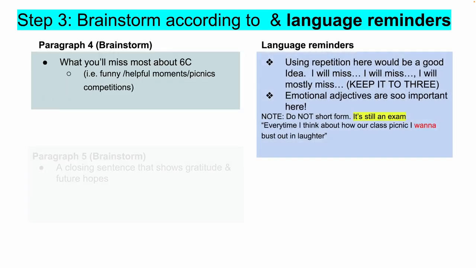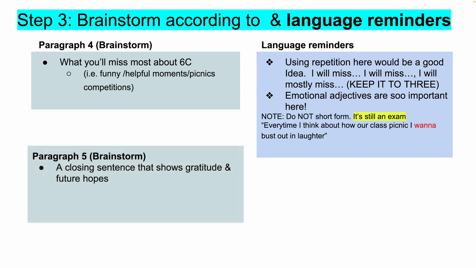The next paragraph, paragraph 4 and paragraph 5. Paragraph 4 details what you'll miss about 6C. Share some funny moments, helpful moments. Were there some picnics, field trips, competitions that you joined that were unforgettable? And the last sentence in closing should talk about how grateful you feel, or you have felt, going through the entire year or the journey in secondary school.